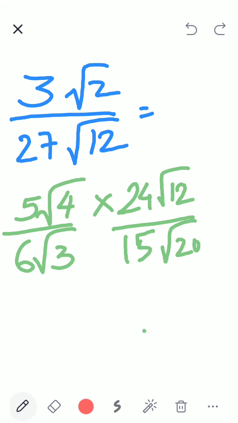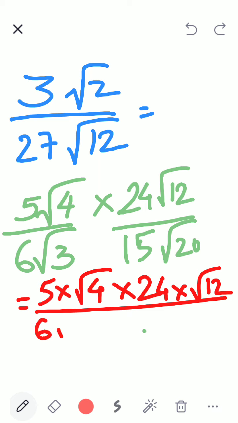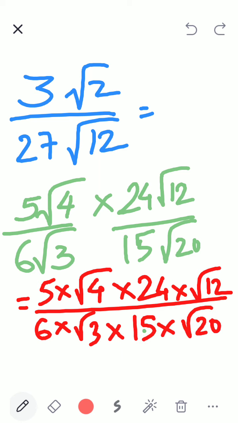Let us now do the second one, the green one. So what happens in the green one? Okay. So can I combine all this? I can write this 5 into root 4 into 24 into root 12 divided by 6 root 3 multiplied by 15. Sorry, 6 root 3, I'll write multiplication. 6 into root 3 into 15 into root 20. Very nice. Now what I'll do, I can do one technique.